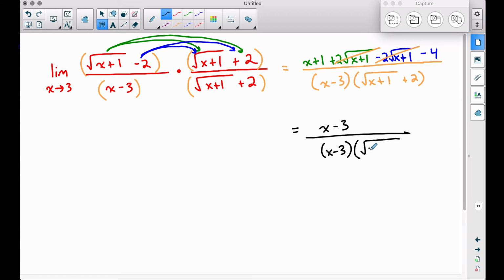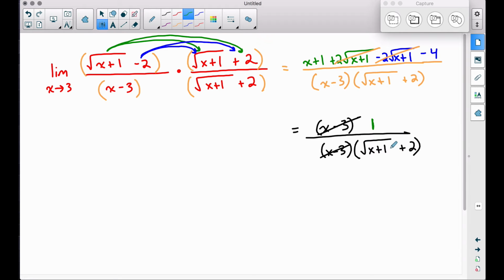I'm just going to copy everything down. And this factor that we have up here cancels out with this factor at the bottom. Be very careful here. There is still an understood 1 up here. So when all this simplifies, we have 1 over this stuff right here.